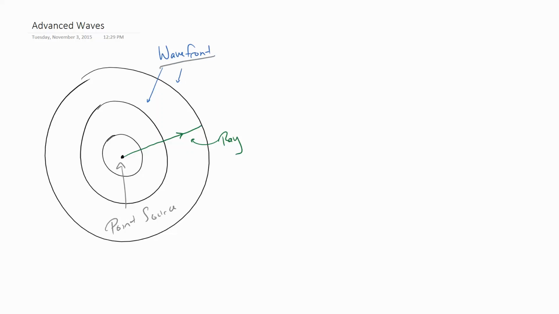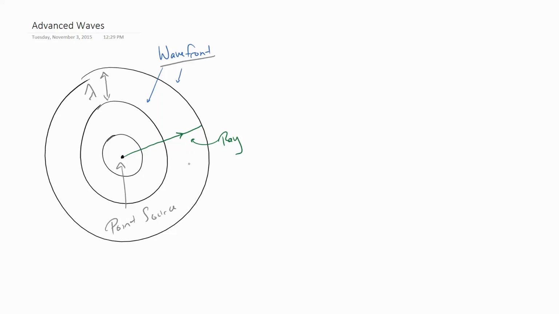It could be the crest of the wave, the top of the wave, it could be the trough of the wave, but it's some part that identifies the wave. So this distance between the wavefronts will be lambda, our wavelength. We've drawn here a ray which traces the outward direction of propagation of the wave. So the ray we can see is radially outward. So the waves are going outward radially.